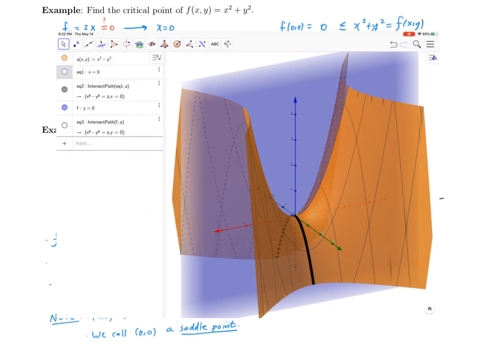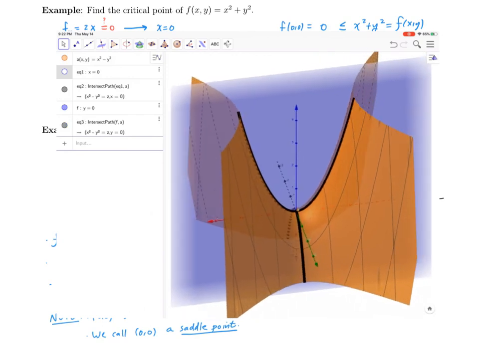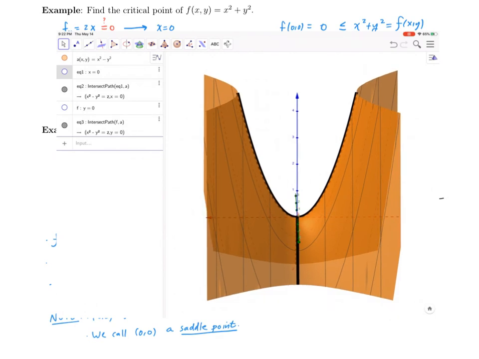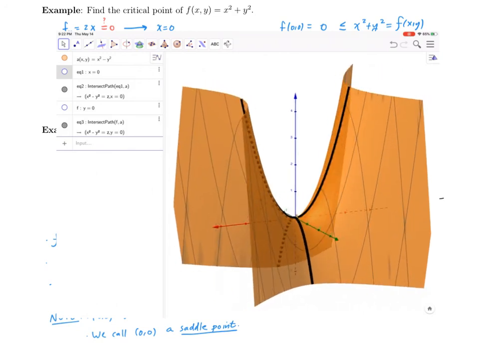Similarly, if we look at that y equals 0 trace, we now have a parabola opening upward with the vertex at the origin. So our critical point at 0, 0 cannot possibly be a local maximum or a local minimum. But note, this might give you a little bit of intuition as to why we would refer to this as a saddle point. You could almost imagine sitting on this surface, much like you would sit on the saddle of a horse.